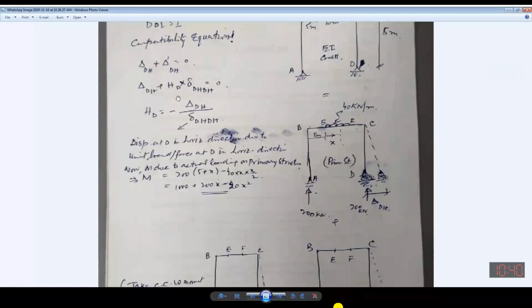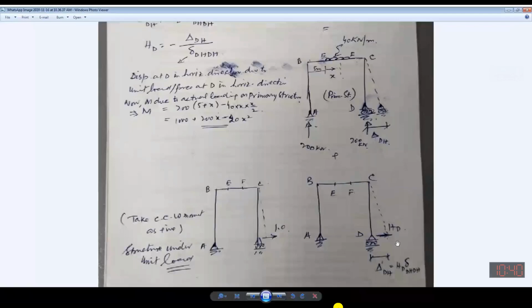Now, if I simplify this expression, then HD will be equal to minus delta DH over this one. You can see that this is a negative sign. It indicates that the direction for HD has been taken wrongly. It should have been applied in the leftward direction. Then the summation would be 0.